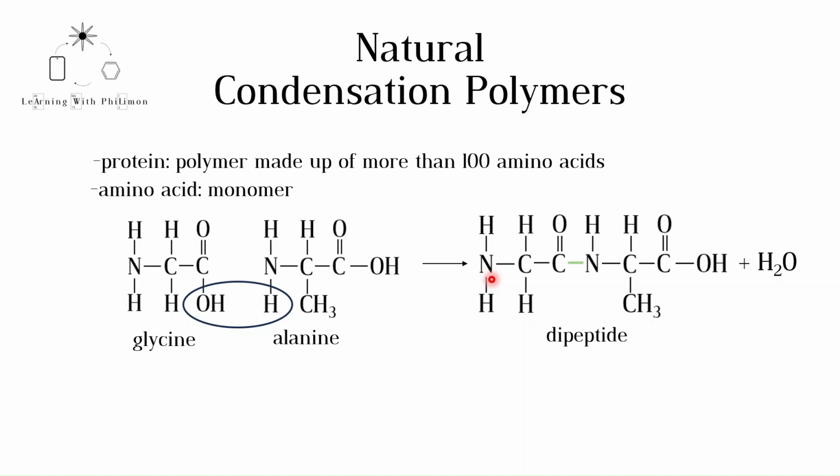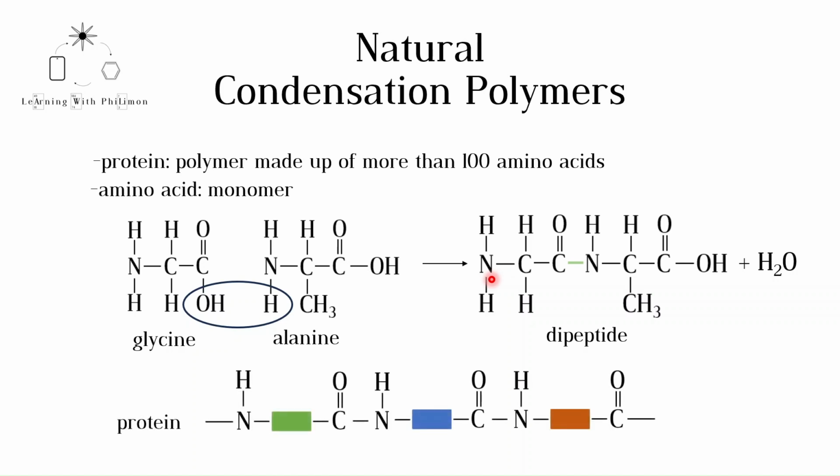At GCSE level, the structure of a protein will often be simplified to this type of diagram. The different colored boxes represent the carbon chains contained within different monomers, different amino acids. Note that like nylon 6,6, the synthetic polymer, proteins contain an amide link.